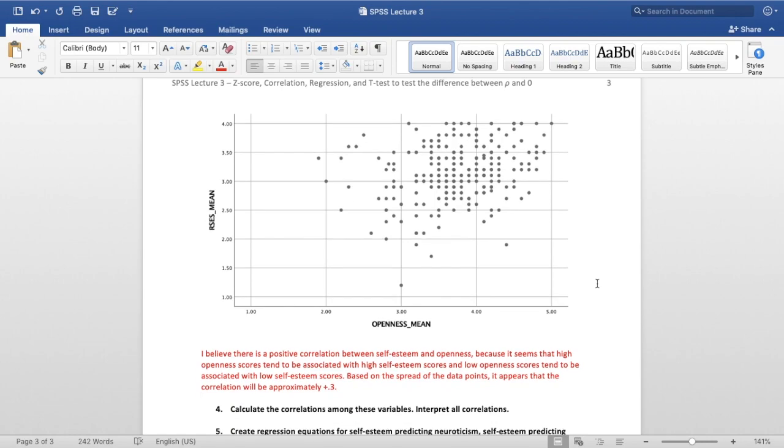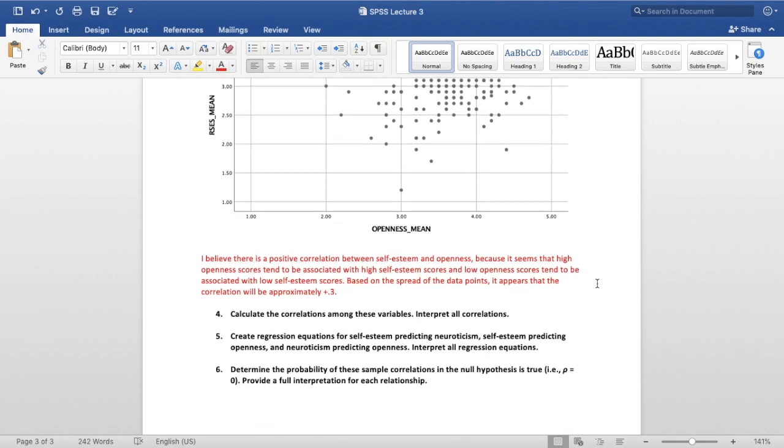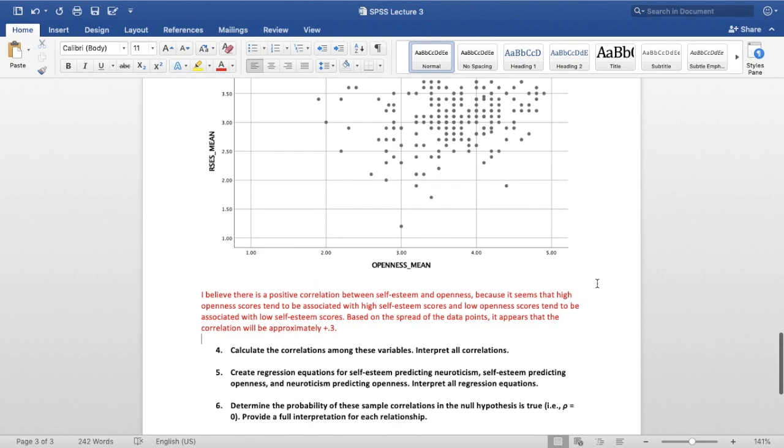Okay, so like I said, if it's a perfect positive correlation, it's going to be +1. This is based on my experience and the spread of these data, I feel like it's a 0.3. But again, this is just an estimation. We calculate the real correlation to actually know the right answer.